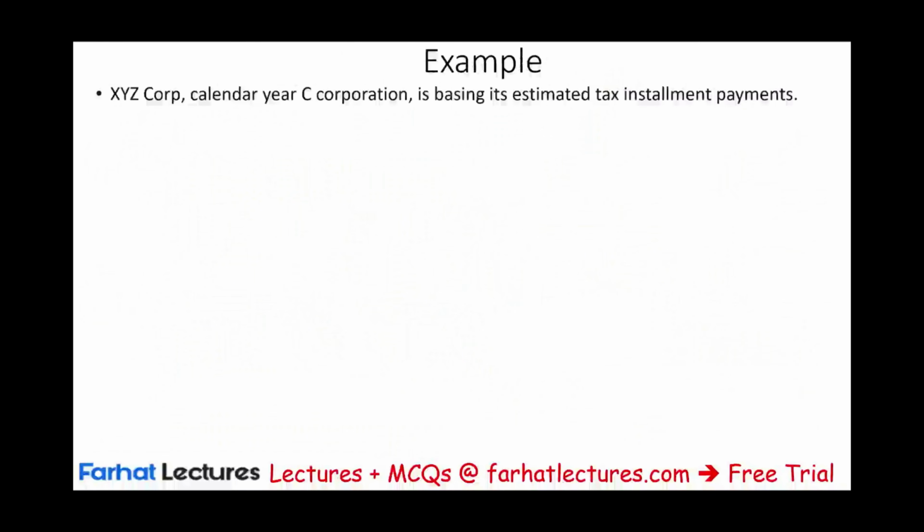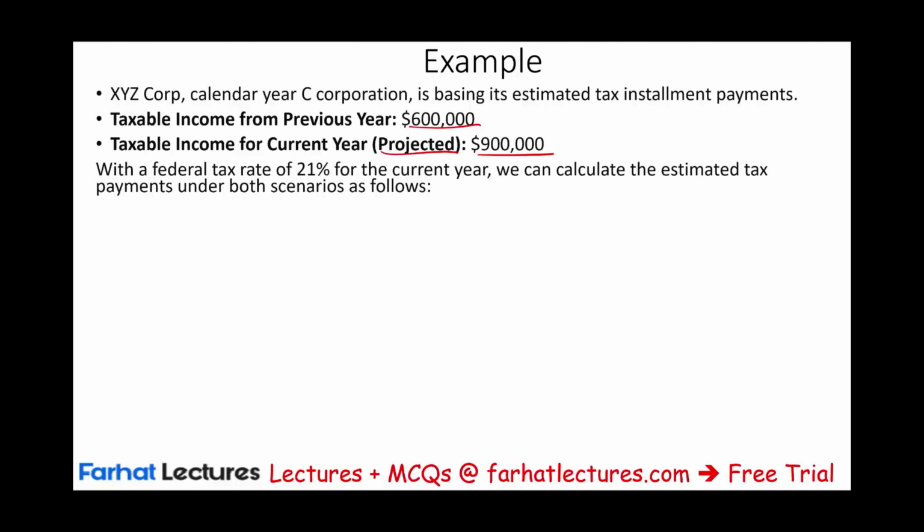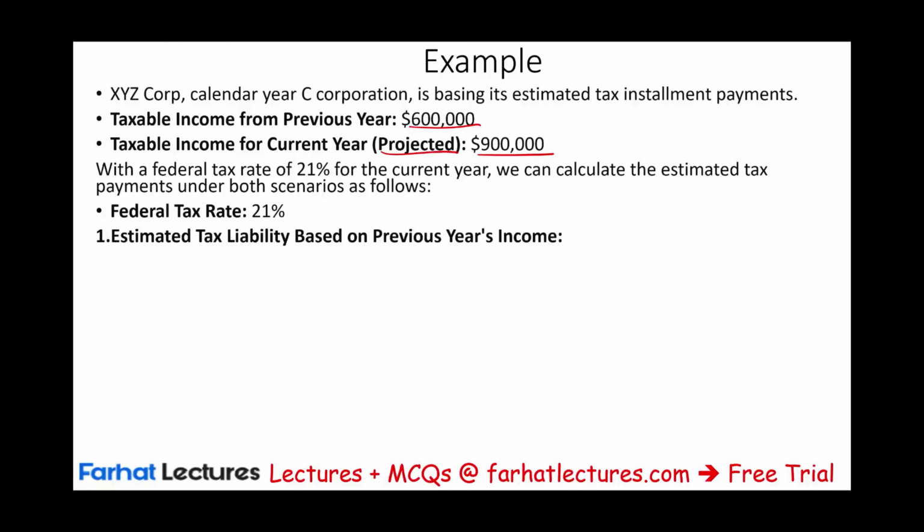XYZ Corporation, a calendar year C corporation, is basing its estimated tax installment payments. Taxable income from the previous year is $600,000. Taxable income for the current year is projected to be $900,000. The federal income tax rate is 21%. How can they make their payment? Well, if they use the tax liability based on the prior year income, they're going to take $600,000 times 21%. Their tax bill is $126,000, and we're going to divide this by 4, and it's going to be $31,500.